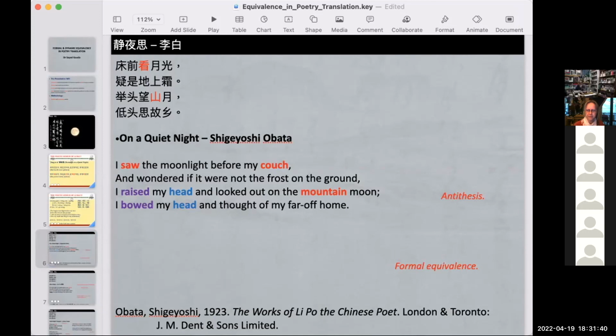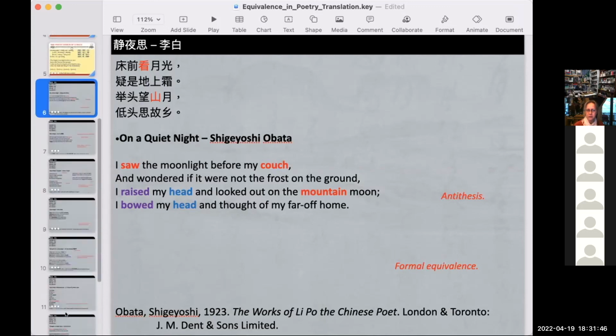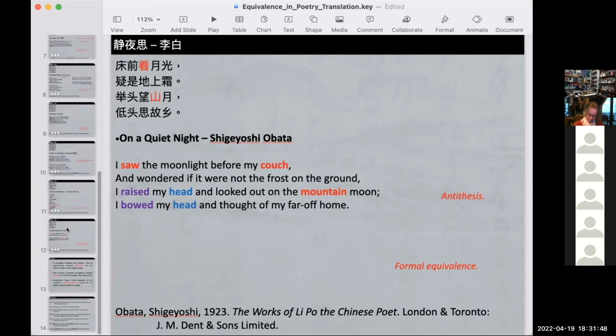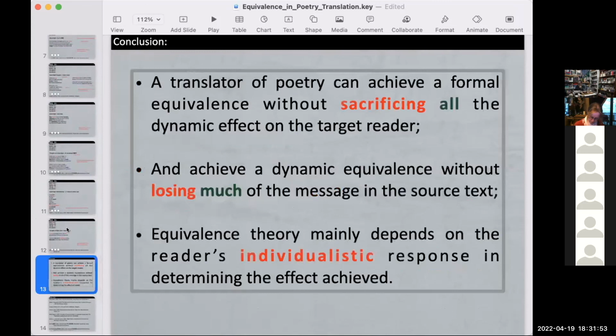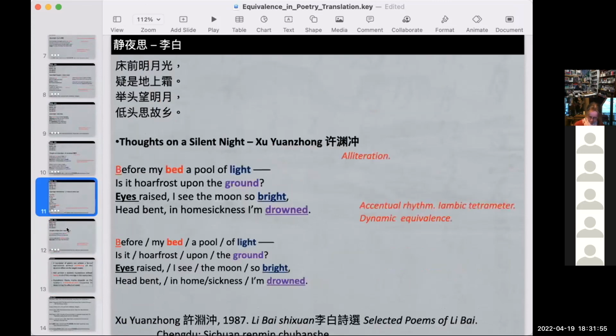I want to ask, what do you think what Xu Yanchong did in his translation was preserving the most important thing? Preserving in terms of Chinese poets, poems. Well, you see, actually, I like his translation.